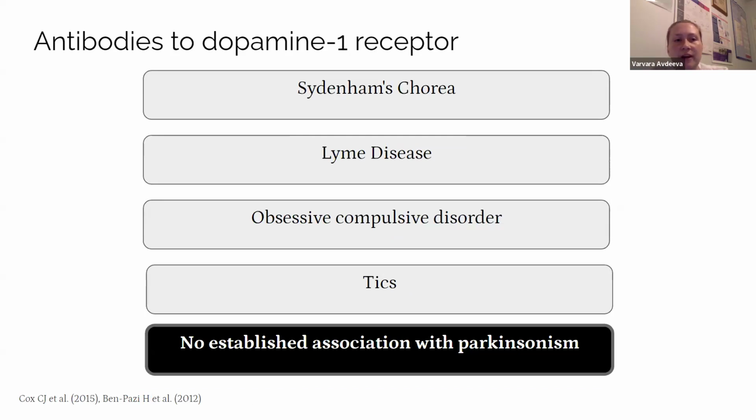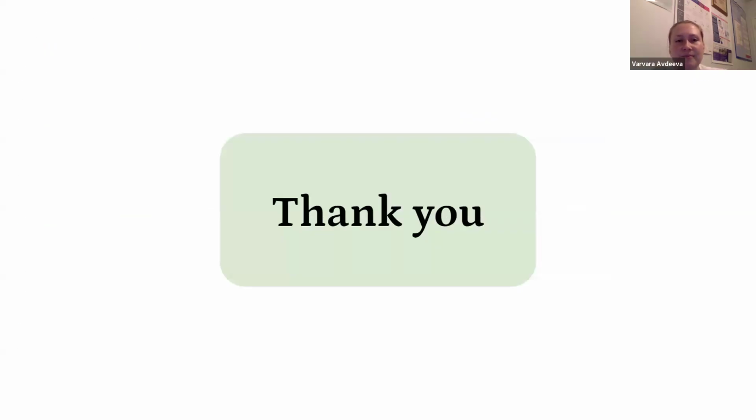And the most important part of my presentation today is that there are antibodies to dopamine 1 receptor, which are described in Sydenham's chorea, Lyme disease, obsessive compulsive disorder, tics, but there were no reports about patients with Parkinsonism with positive antibodies to dopamine 1 receptor. And our next presentation is about a patient with this condition. So he had corticosteroid responsive Parkinsonism, and his antibodies to dopamine 1 receptor were positive. Thank you for your attention.